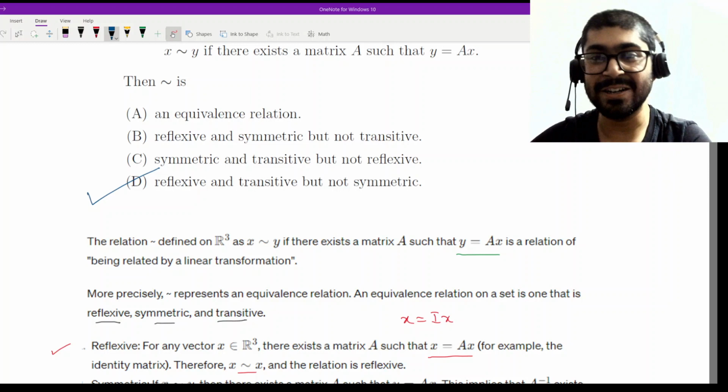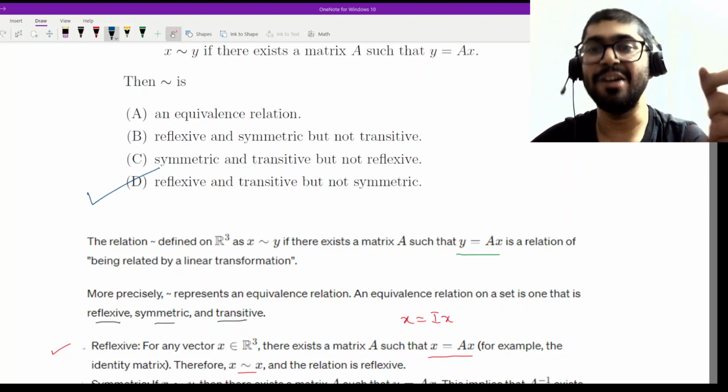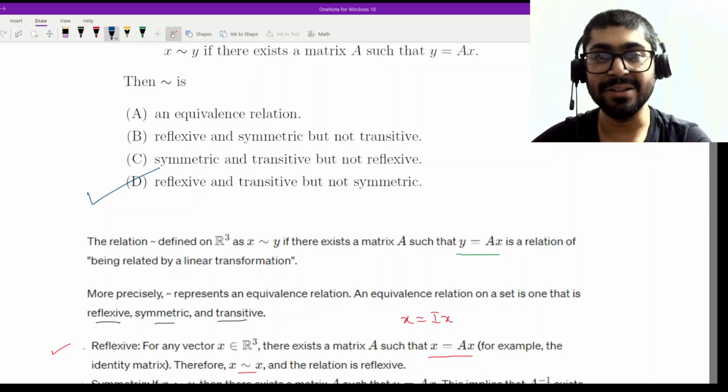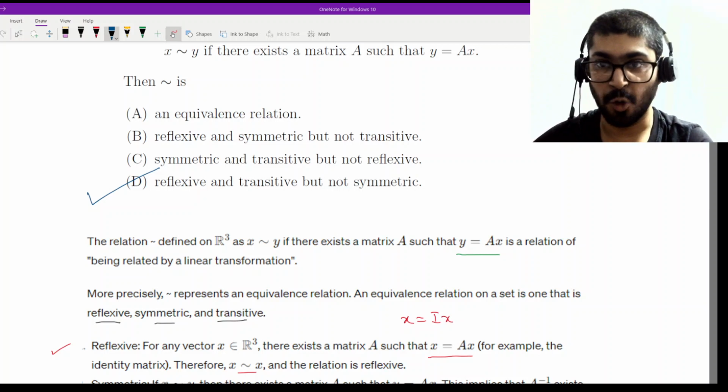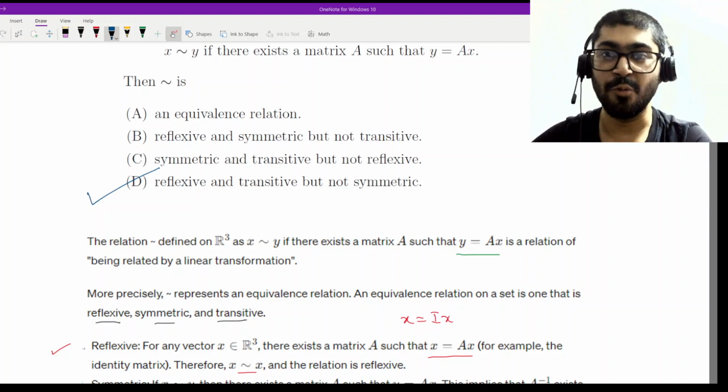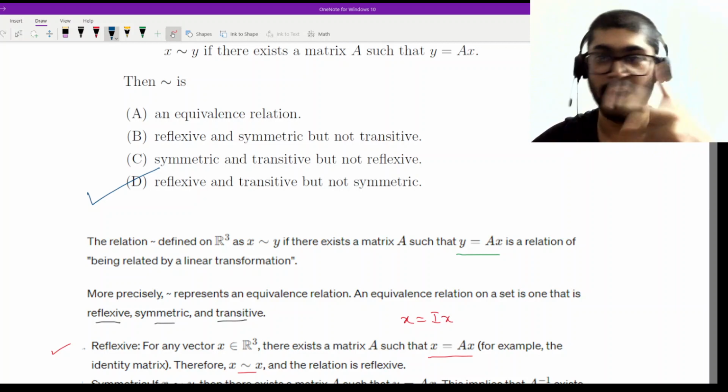But it is not given anywhere that the determinant of A is non-zero. I can create any number of matrices in R3 where A will not be invertible. And if A is not invertible, then symmetric won't hold, right? We can only go from y to x and not back to y.